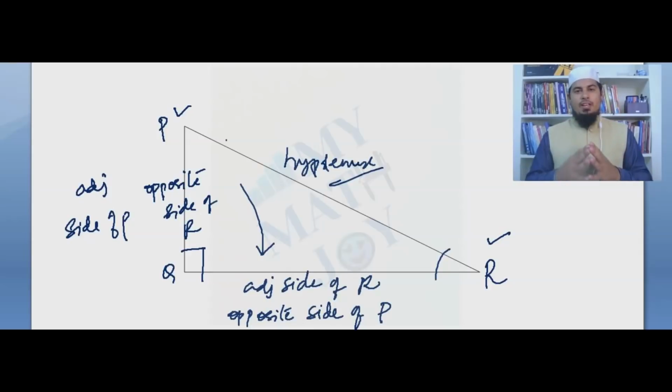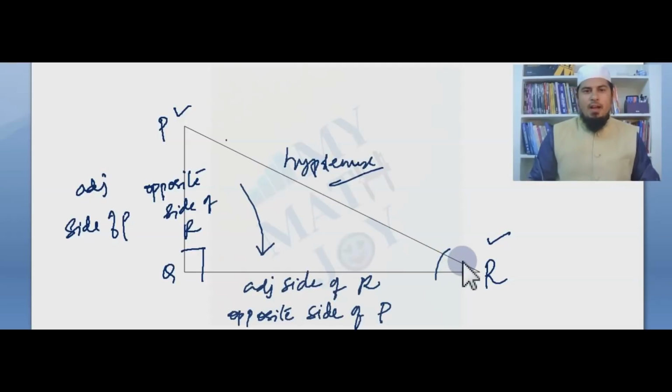When we are talking about any side, we have to relate it with a certain angle. Then with respect to that angle, we need to understand whether it is adjacent or opposite. Let's proceed. Well, it's fine. Now we have understood the terminology of right angle triangle.